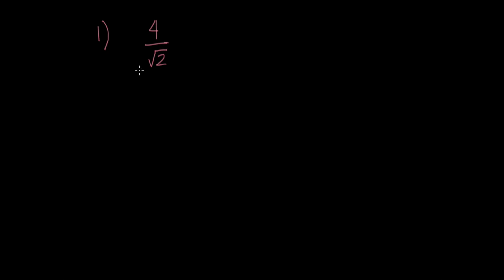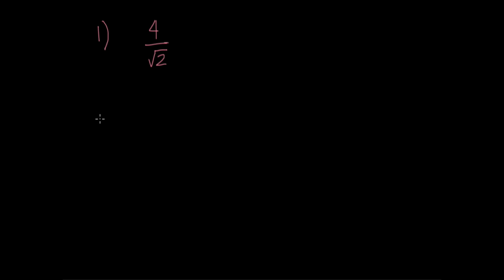We have 4 over root 2. In order to get rid of the root 2, the closest whole number you could make it would be 2, right? The easiest thing to do is make the root 2 a 2. How do you do that? If you multiply the root of a number by itself, you get the whole number. And we saw that in the laws of surds.